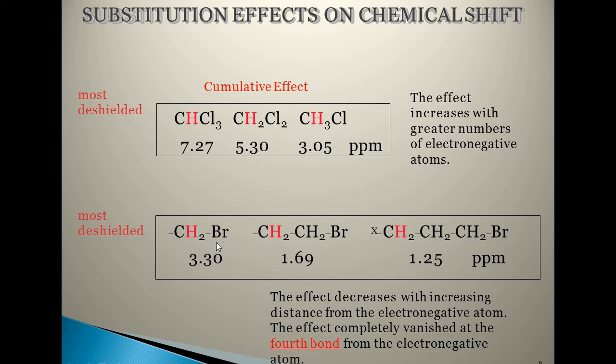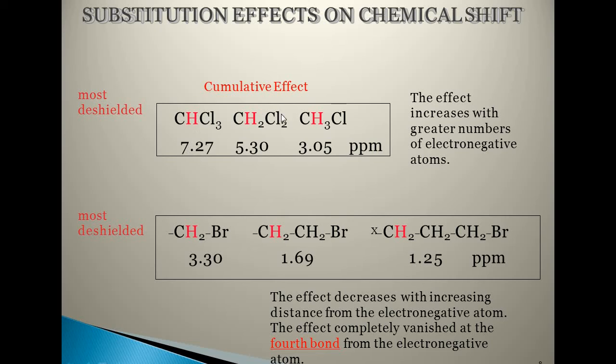Like here, the electronegativity effect of bromine on this proton is very high. As it goes away from the bromine, it will be somewhat less, and here it is less, and on another side when 4 bond is there, the electronegativity effect will not be observed.